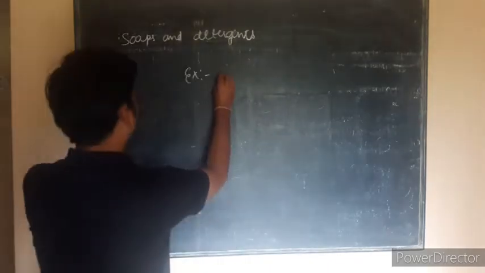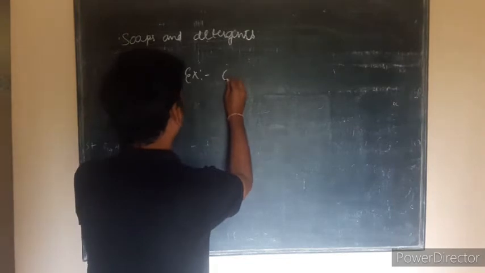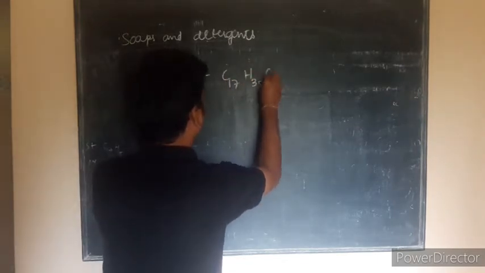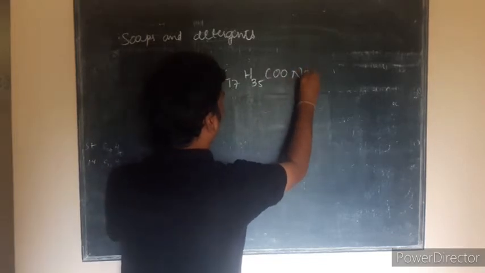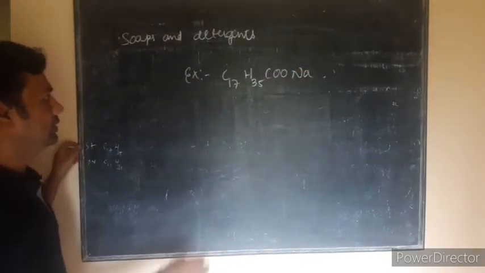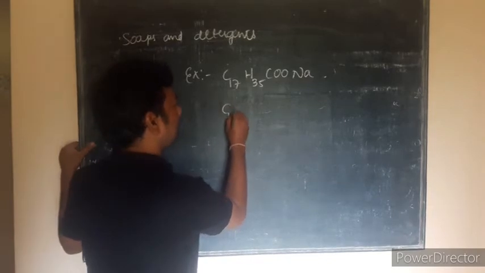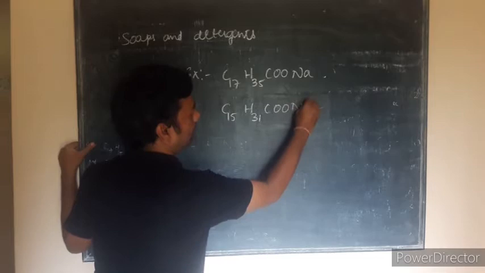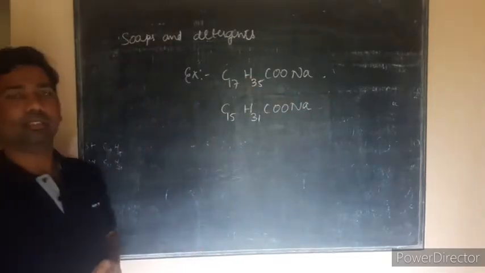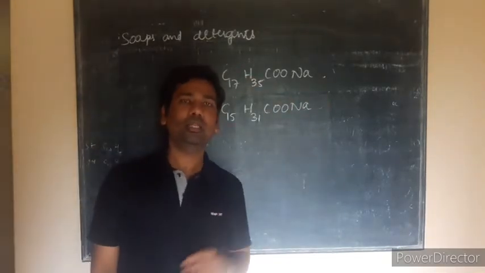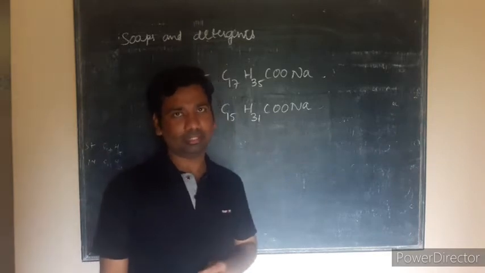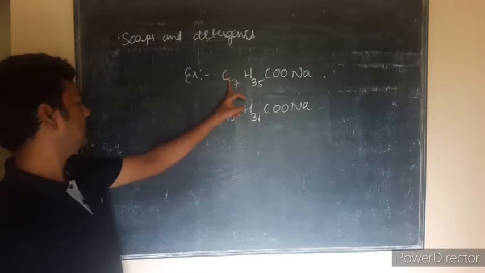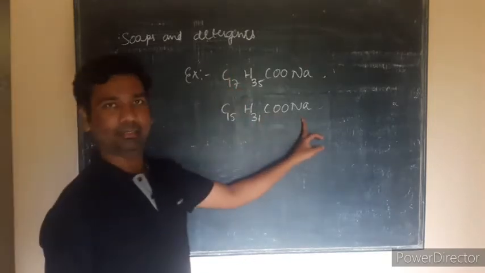That is sodium stearate, C17H35COONa. This is sodium stearate, and sodium palmitate is C15H31COONa. Okay, soaps are nothing but the sodium salts of long hydrocarbon chains. Those are considered as soaps. These are the examples: sodium stearate and sodium palmitate.